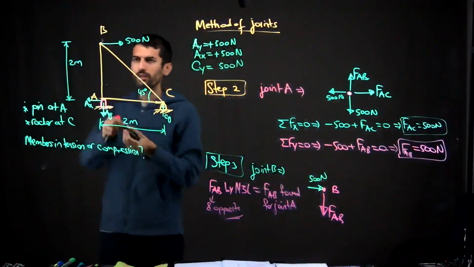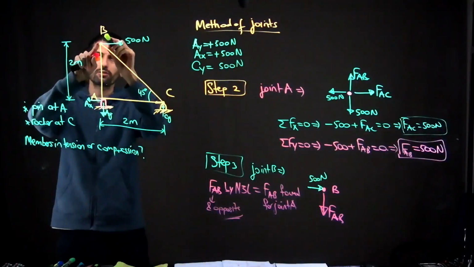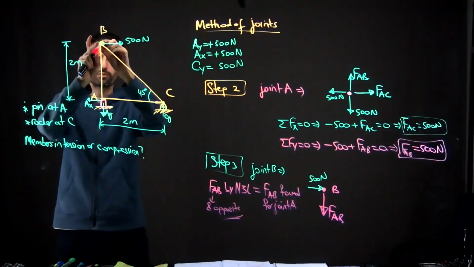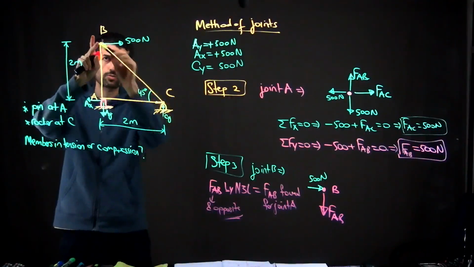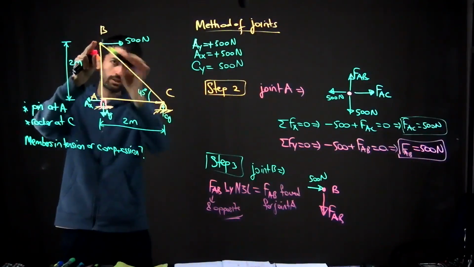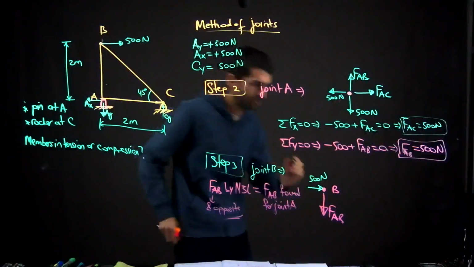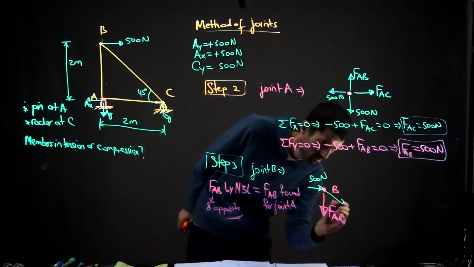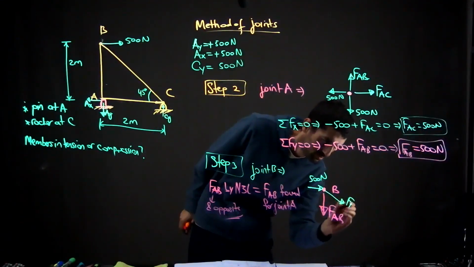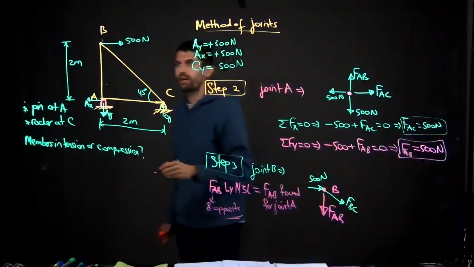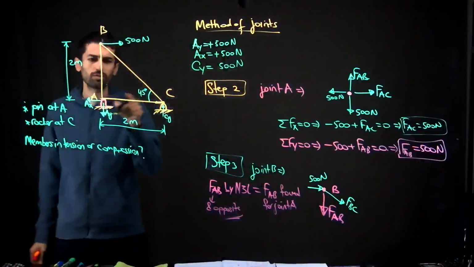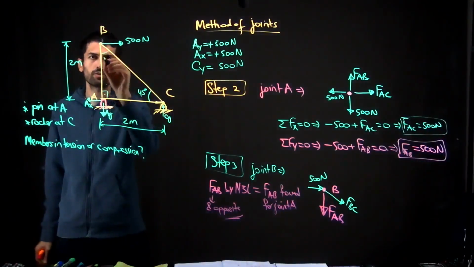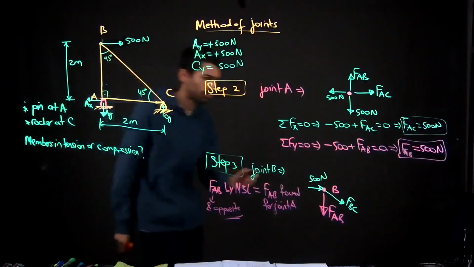And then finally, we have a force acting on joint B from B to C. I don't know if it is pull or push. Again, I will assume that this one is a pulling force. So FBC. And I know that the angle is 45 and this one is 90 and that's 45. So I will just put this one as 45.